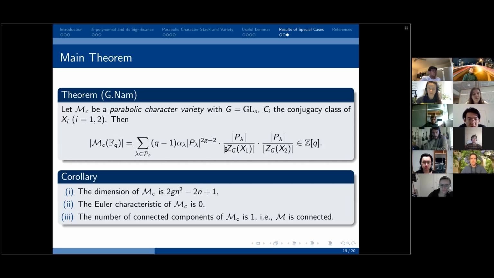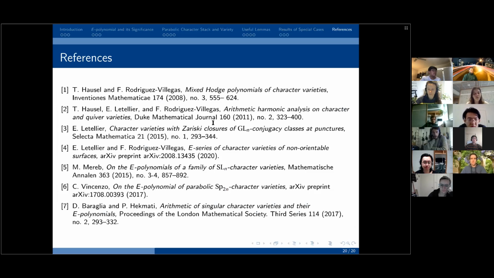And last, here are some references I used, from 1 to 4. I introduced them before. And you can see that other people already consider some character varieties in terms of GLN. Here, people considered SLN and SP2N. And I think there are some more character variety references, but here are some good references, I think. So this is the end of my talk, and thank you for listening.